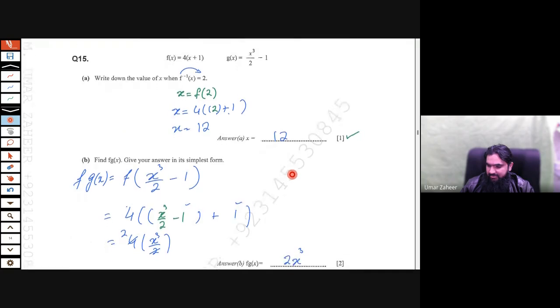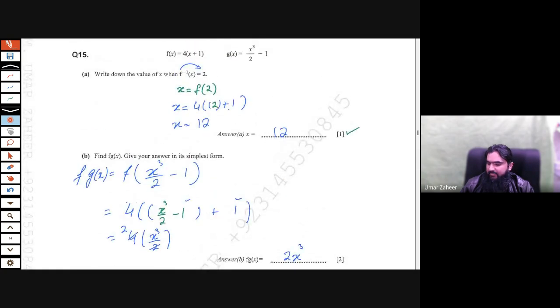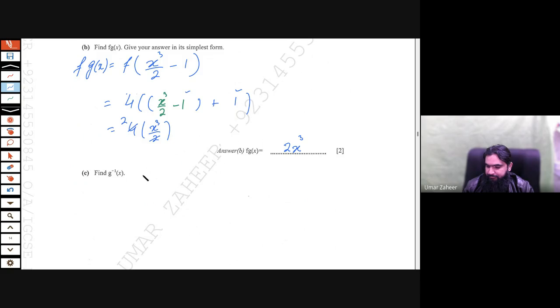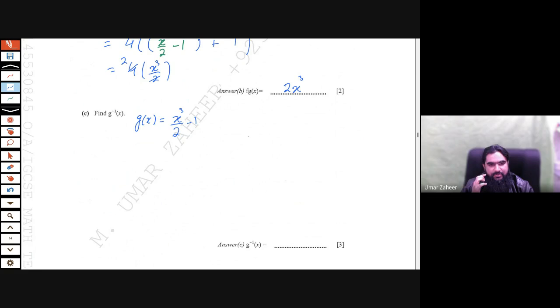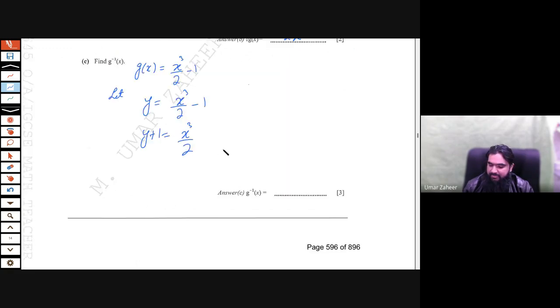Alright, now the next one, we have to find g inverse of x. It is given that g of x is equal to x cubed divided by 2 minus 1. We have to find the inverse. I told you the first step. First of all, you have to take the function equal to y. So let y is equal to x cubed divided by 2 minus 1. Now it is minus 1, on the other side it will be plus 1. We have to make x the subject. 2 is dividing, on the other side it will be multiplied, equal to x cubed.